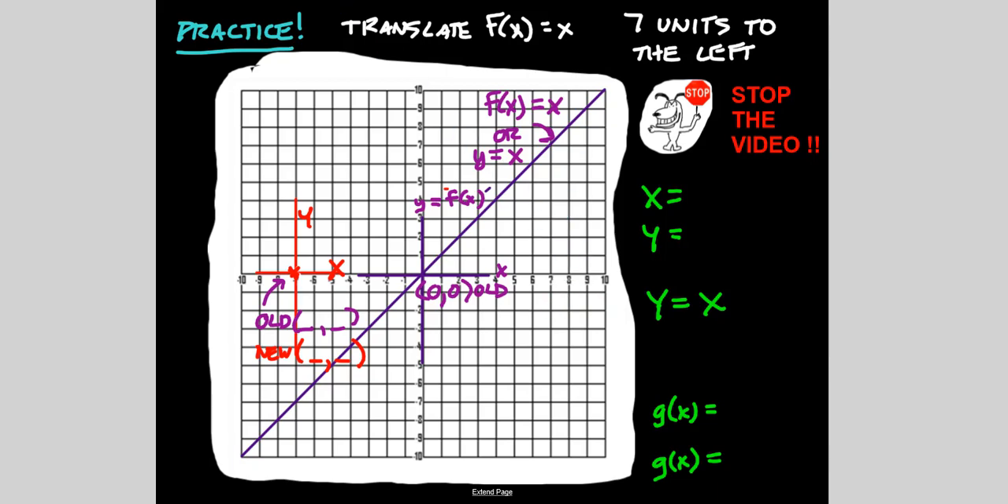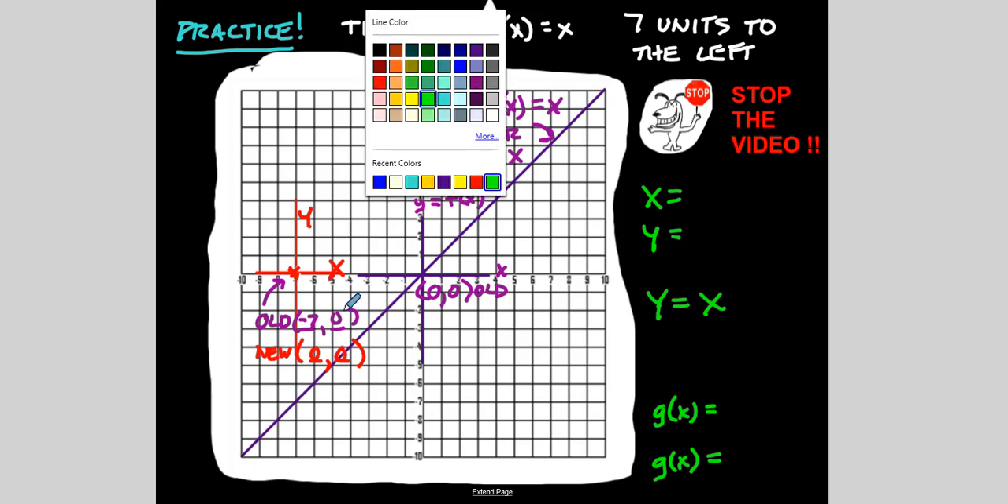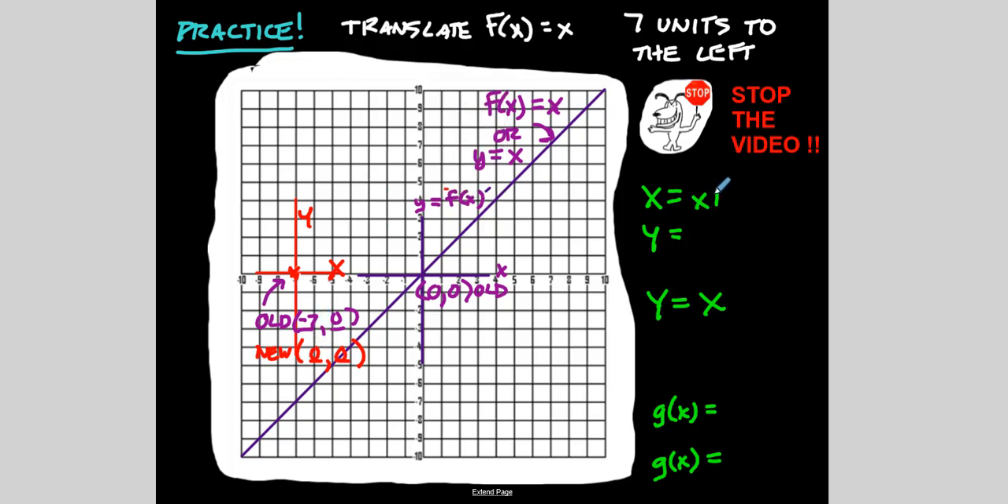Okay, so to go from here to here, the coordinates of this point in the old system would be -7, 0. And in the new coordinate system, this is the new origin, this is 0, 0. So to go now from -7 to 0 for x, I have to add 7 to the little x, because -7 plus 7 is 0. Then here there's no change, so big Y is little y.